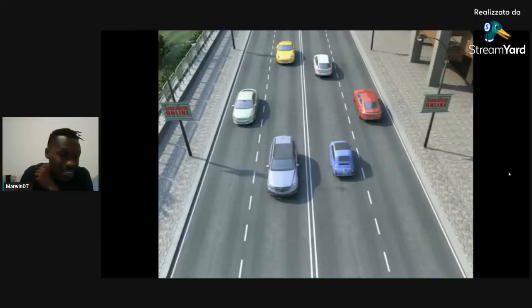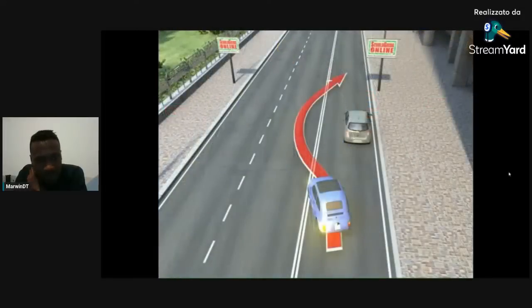So, you may think it is a due carreggiate. Meanwhile, it is one carreggiata with two lanes for each sense of circulation. That's the type of road that we are watching. Okay? Una carreggiata con due corsie per ogni senso di marcia.